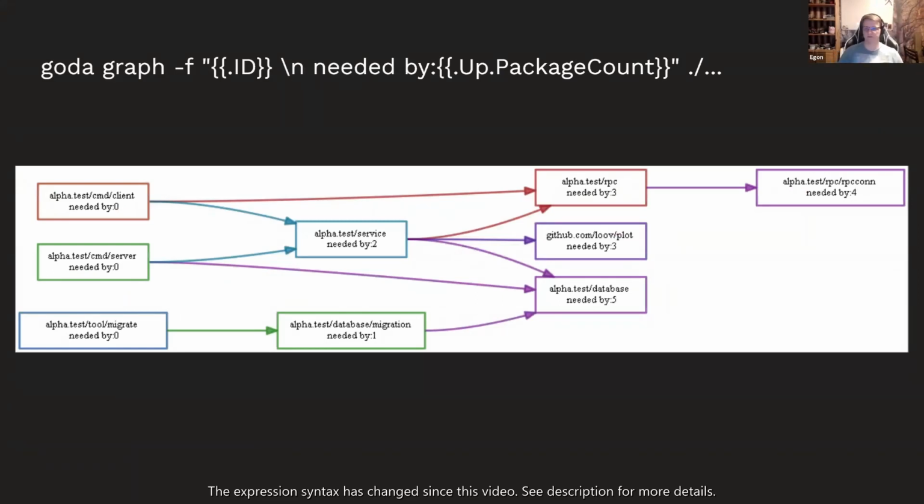You can, of course, do different formatting for dot. Let's say you want to output how many packages need a package. You take the upstream package count, and you can display it in your graph as needed. Why doesn't the upstream count correspond to the incoming arrows? Because it's all the upstream. If you look at RPC, it's needed by service and client, and it's also needed indirectly by server. Gotcha. So it's direct or indirect upstream and downstream.